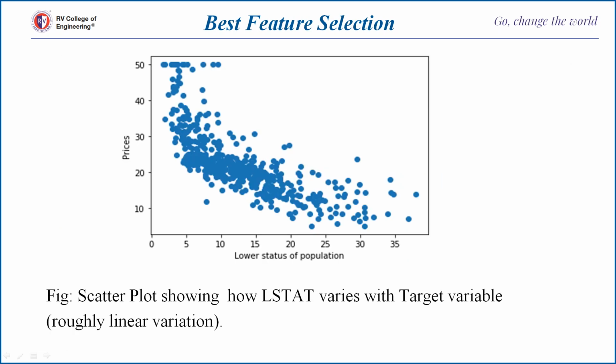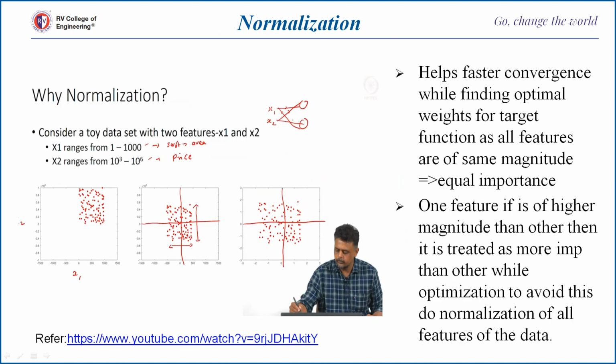LSTAT. Now we are plotting a scatter plot to see how LSTAT and prices vary with each other. So we see the variation roughly looks like a linear variation. Now the next step is normalization of the data.